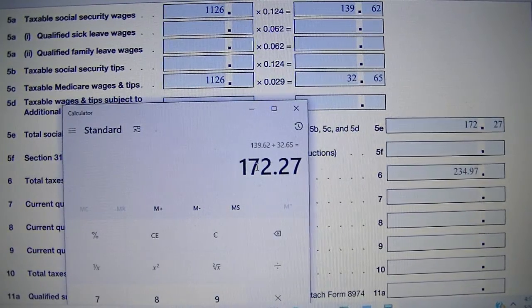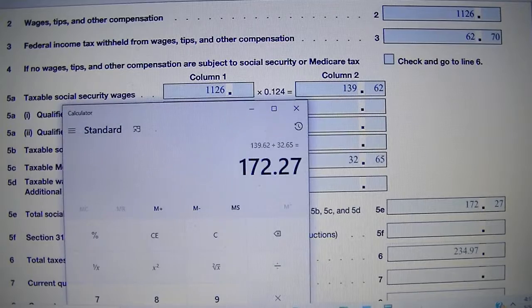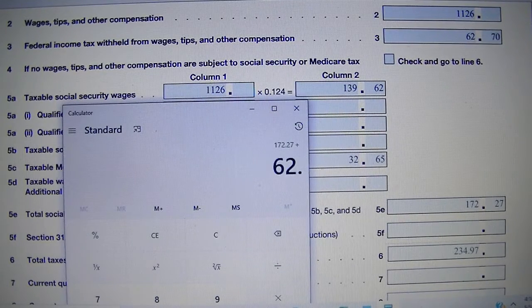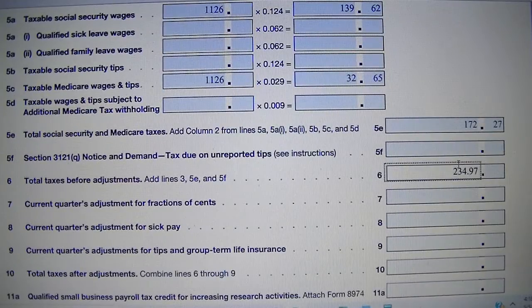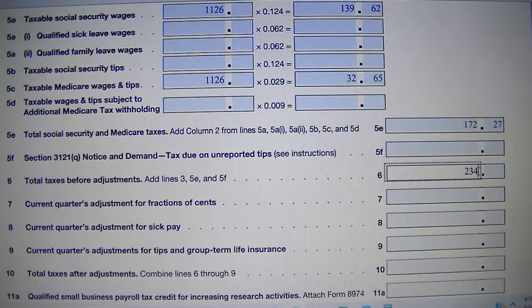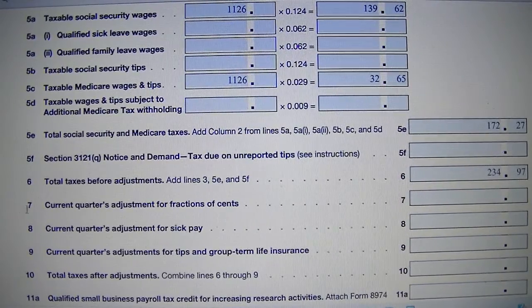So with this amount, let's go up a little bit here, and 62.70 plus 62.70, 134.97. So you don't know if you notice it, but I didn't enter my cents at the last part. So when you are filing tax, you already have cents there. You don't need to add points. So you just need to type it properly, put the dollar on the dollar side and the cents on the cent side. So 234.97.